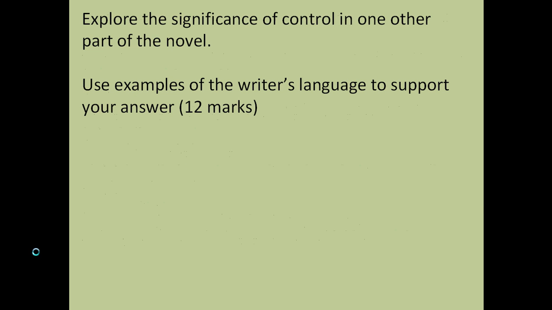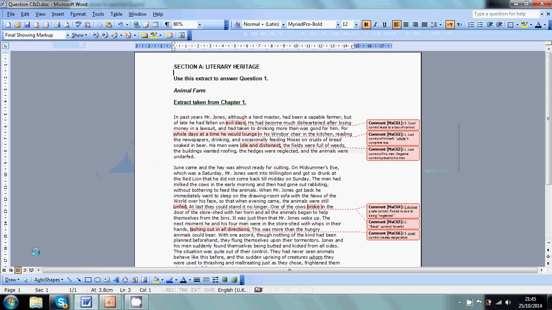So let's look at this again. Explore the significance of control in one other part of the novel. Use relevant examples from the writer's language to support your answer. And what I'm going to show you now is actually my response, my planning notes to extract C, because it's exactly the same. It's exactly what you need.